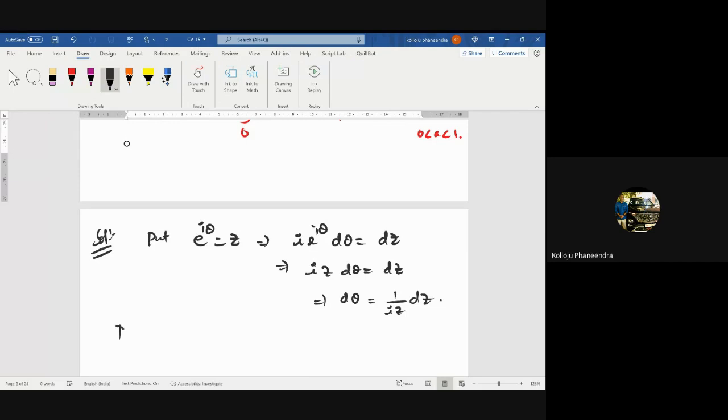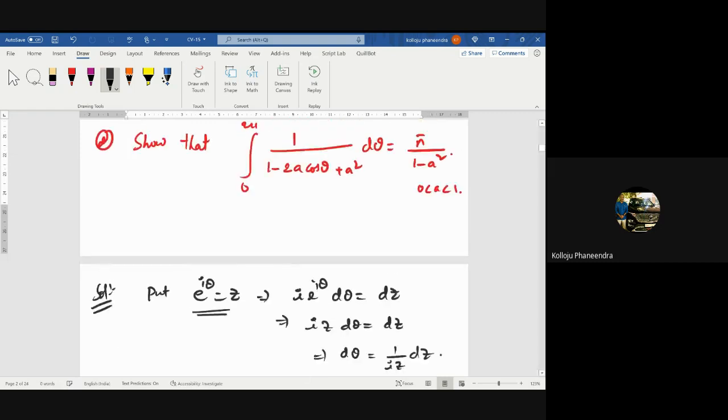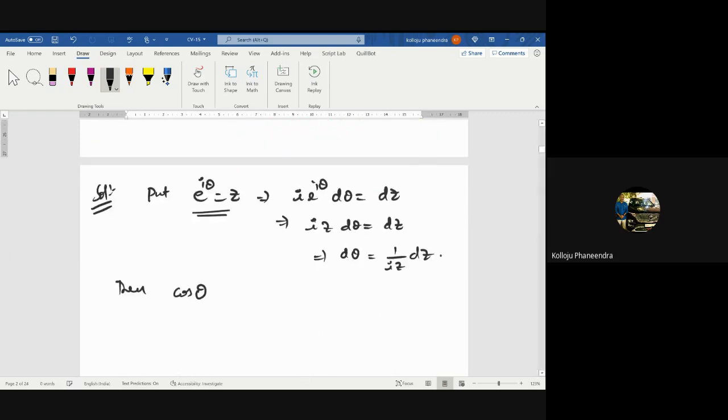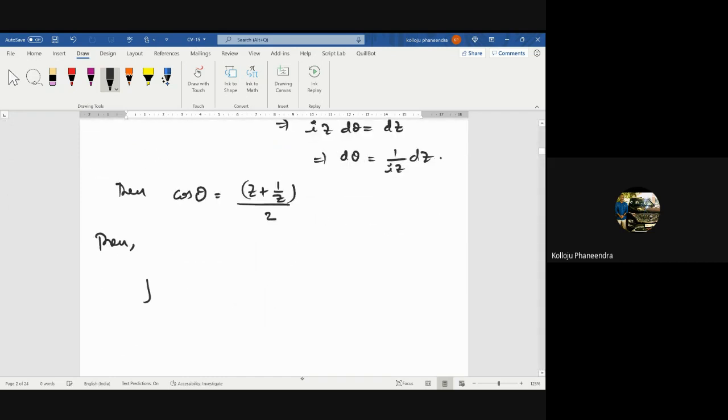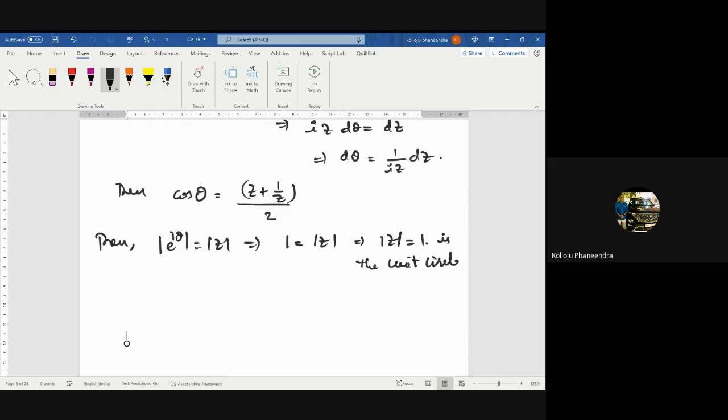One part is over. Then when I put z equal to e power i theta, what is required in the integral? Only cosine is there. Cosine theta is nothing but z plus 1 by z by 2. One more point: mod e power i theta equal to mod z, that implies 1 equal to mod z, that is, mod z equal to 1 is the unit circle.